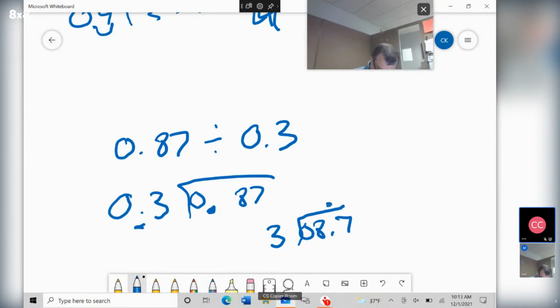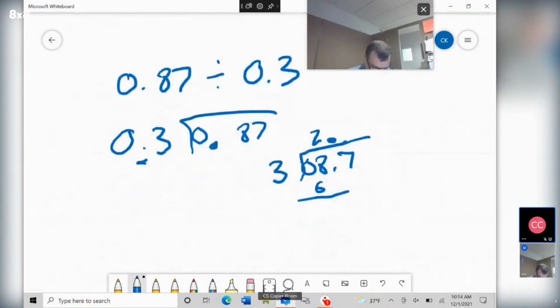So you want to bring that decimal right up. Sometimes 3 going into 8 goes 2 times. 2 times 3 is 6. 8 minus 6 is 2. We bring the 7 down. Now 3 goes into 27 9 times. So the answer is going to be 2.9.